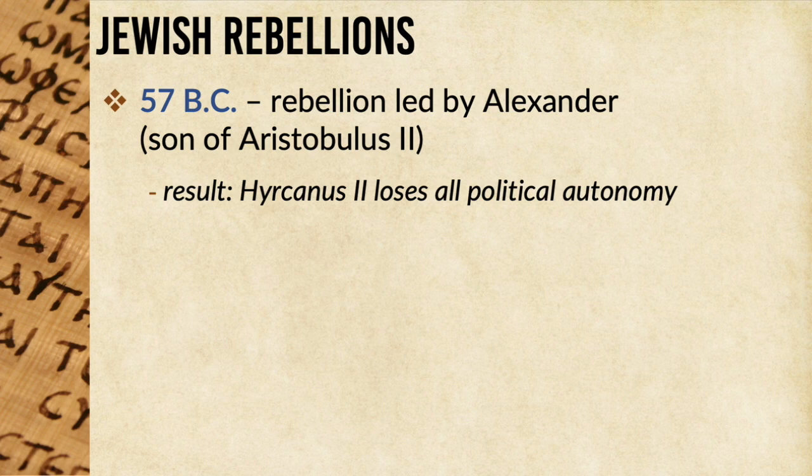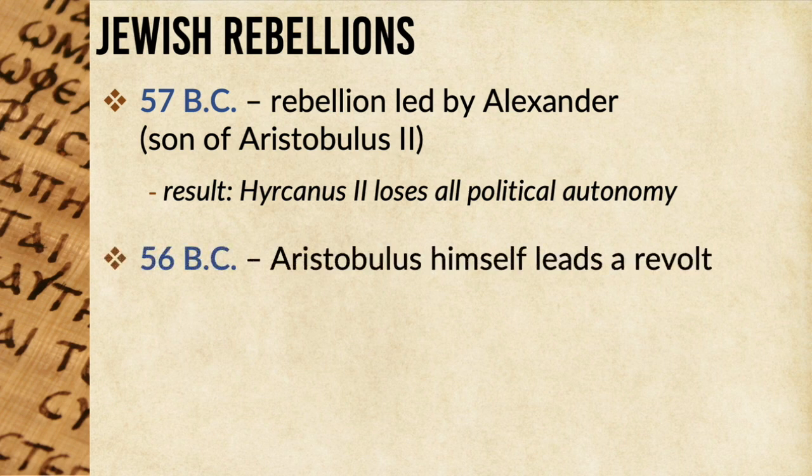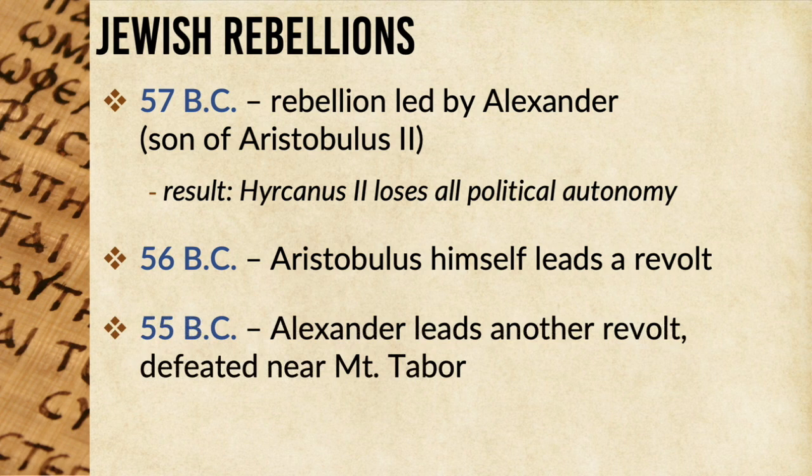Well, in 56 BC, we get yet another rebellion. This time, Aristobulus himself leads a revolt. In 55 BC, Alexander leads yet another revolt, and he's defeated near Mount Tabor. So you have these rebellions going on that are really involving the house of the Hasmoneans. Some of the remnants of that house are leading these rebellions. You also get a feel for the fact that although the Romans are in control, they really haven't solidified that control very well yet. All right, so 55 BC.